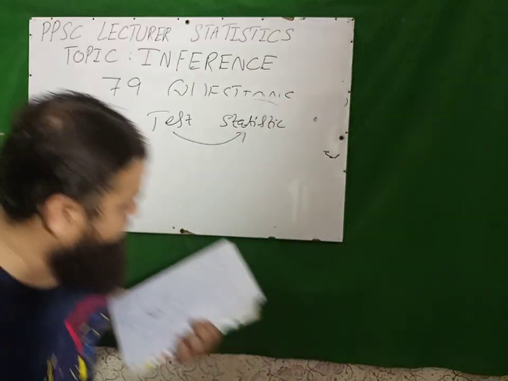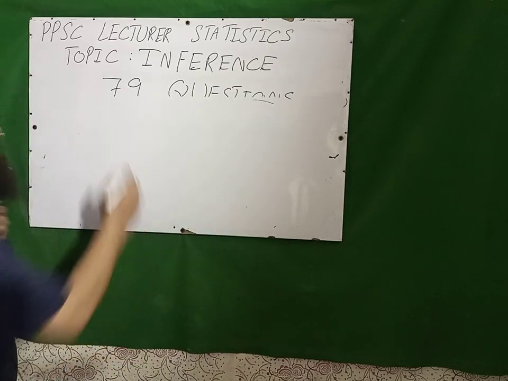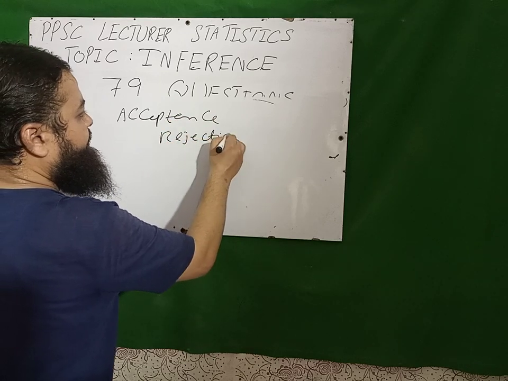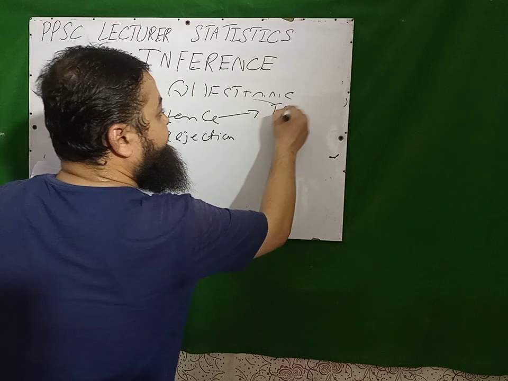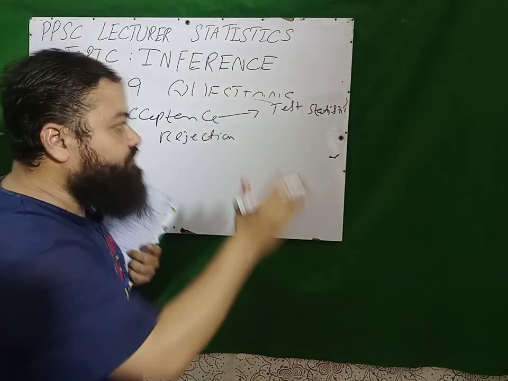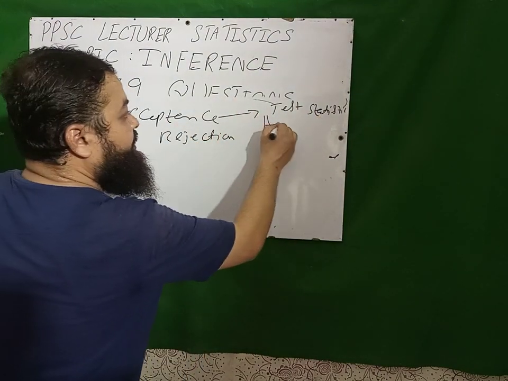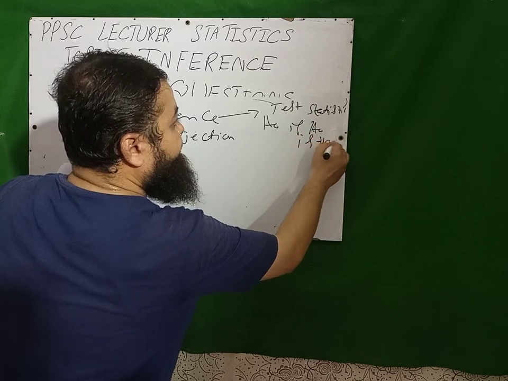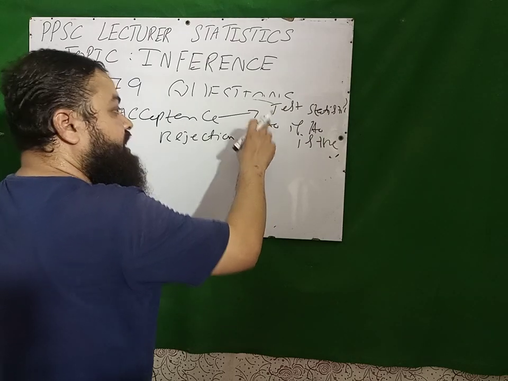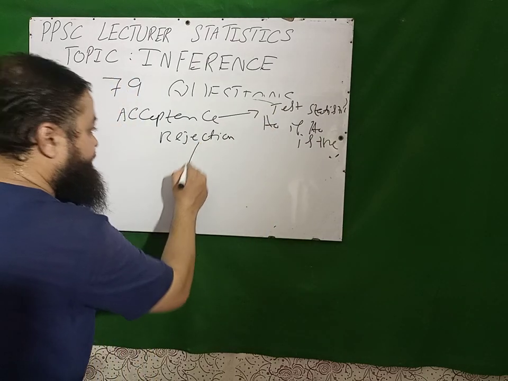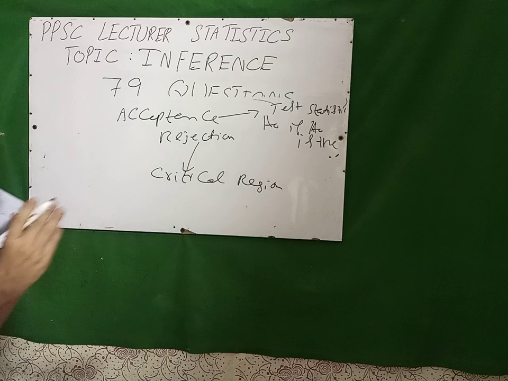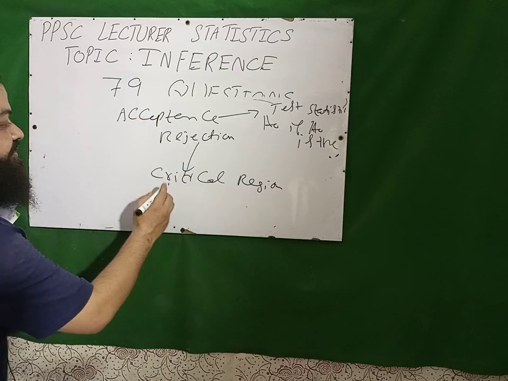Next question is acceptance and rejection region. Dear students, all the values of the test statistic which are consistent with H naught, if H naught is true, it is acceptance region, and all the values of the test statistic which are not consistent with H naught, when H naught is true, it is called rejection region, and rejection region is also called critical region. And a value which separates acceptance region from critical region is called critical value.